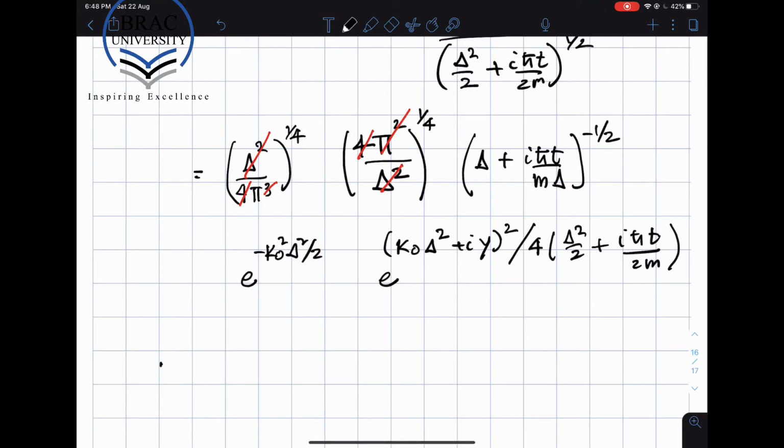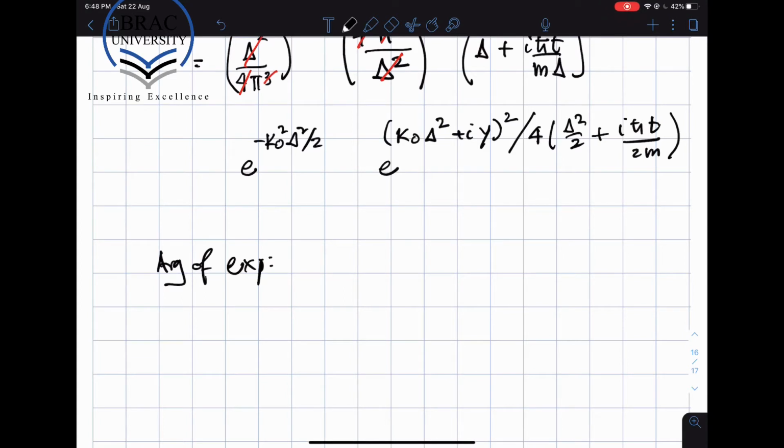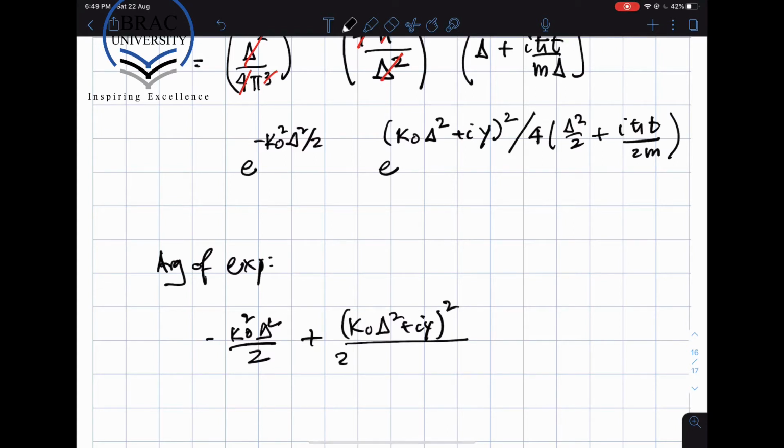So the argument of the exponentials is given by, first, k naught squared delta squared by 2, and then we have (k naught delta squared plus iy) whole squared divided by 2 delta squared (1 plus i h bar t by m delta squared). We have factored out delta squared and half from this thing. So that's how we get this guy.